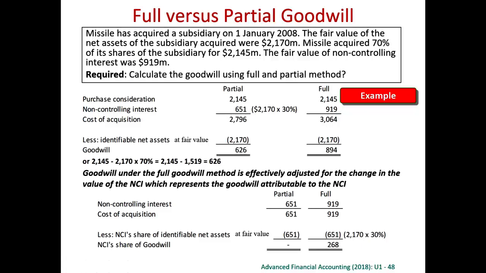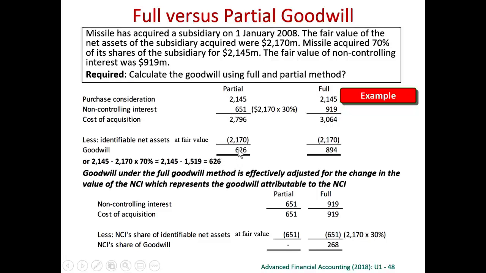Partial goodwill means you measure only goodwill for the parent. We can verify. Parent pays 2,145. Parent gets 70% of the net asset. So what parent pays minus what parent gets is 626. So sometimes we can simply calculate this partial goodwill, that means the parent's goodwill, using what parent pays minus what parent gets. It must be the same.